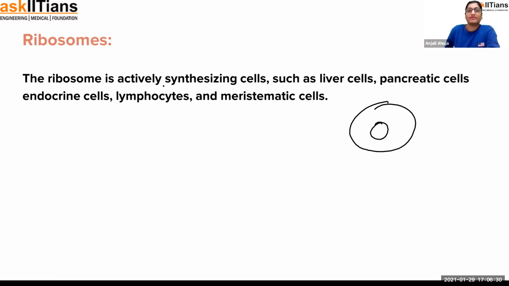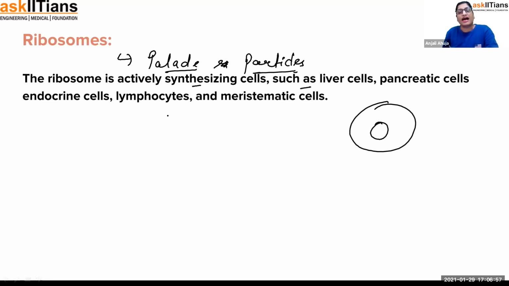But for the time being, ribosomes are found in actively synthesizing cells. They are present in the liver cell, pancreatic cell, endocrine cell, lymphocytes, and the meristematic cells. They are actually not the protein factory, but they are the location where protein is formed. The term ribosome was given by a person named Palade, and this is the reason that these are also known as Palade particles.